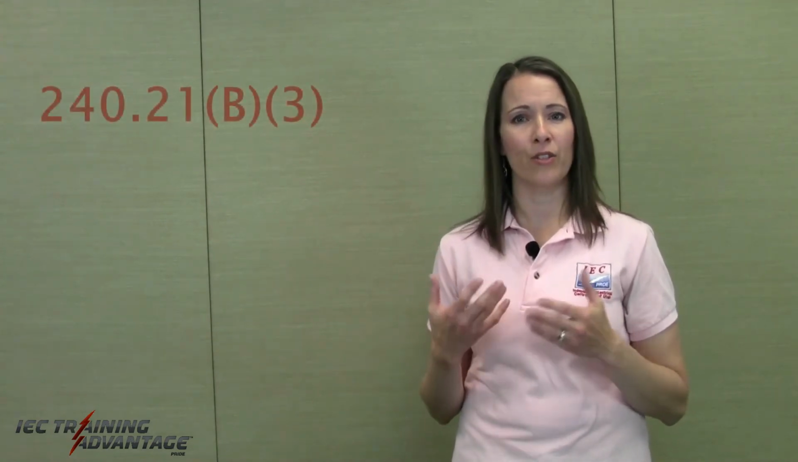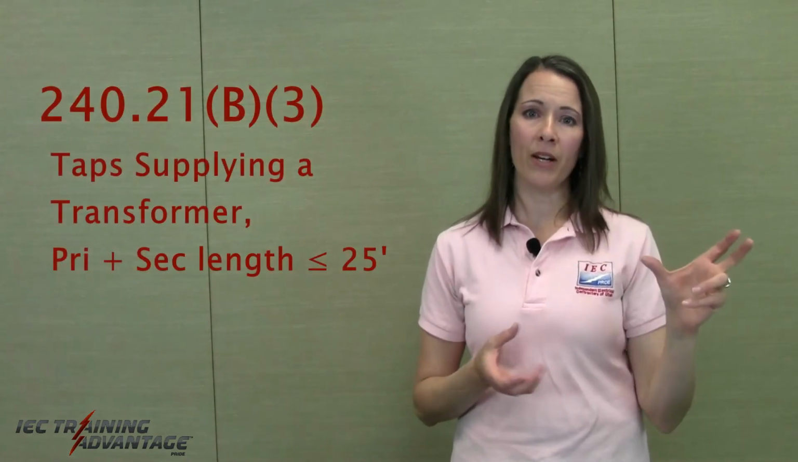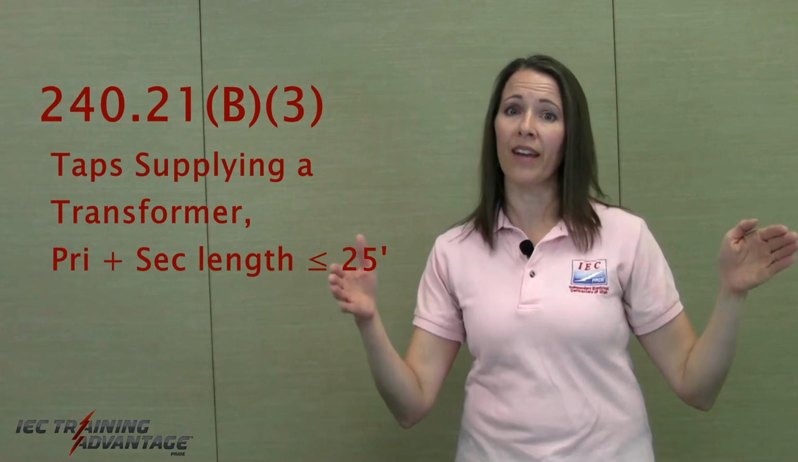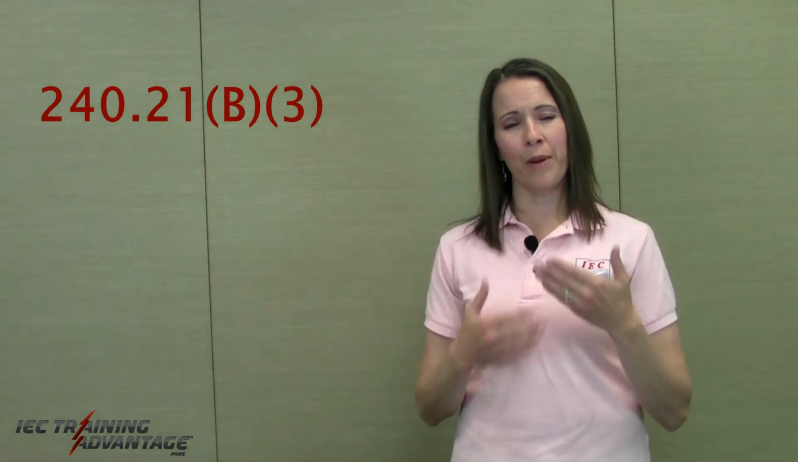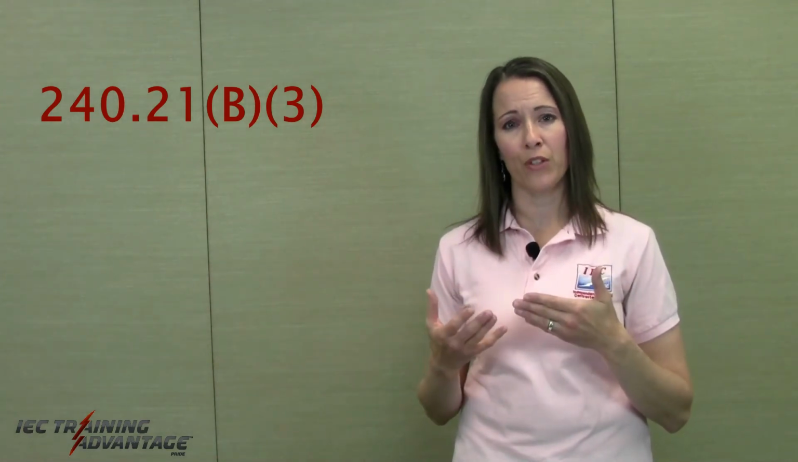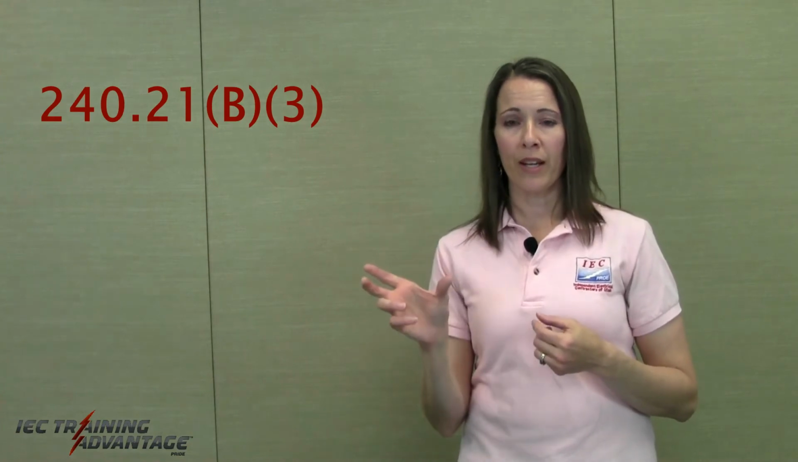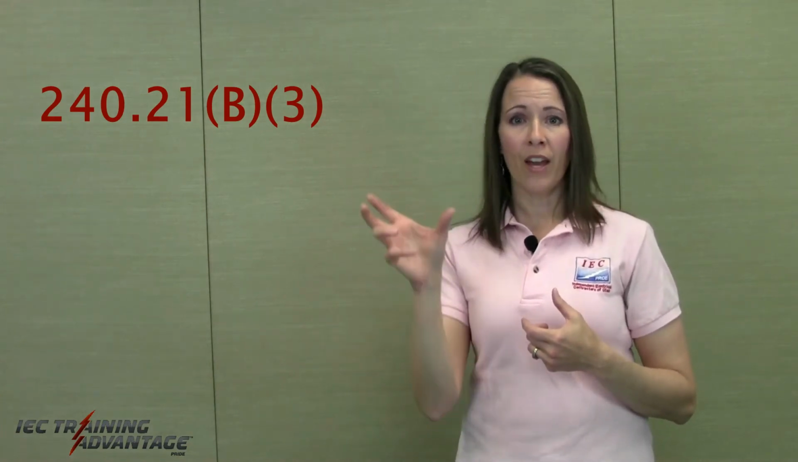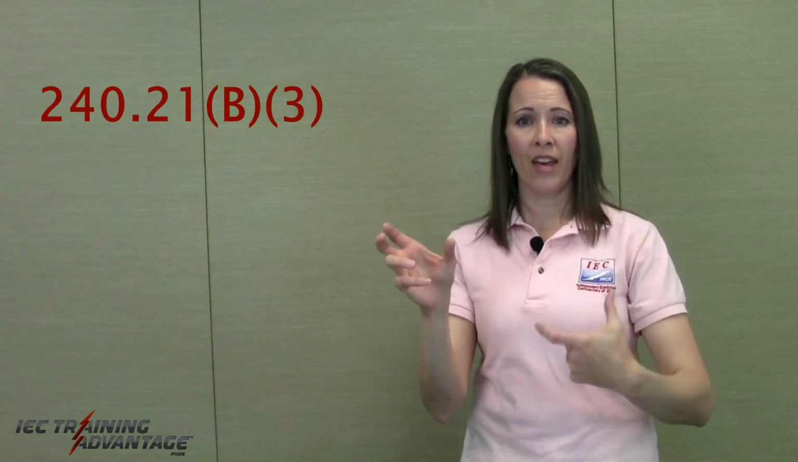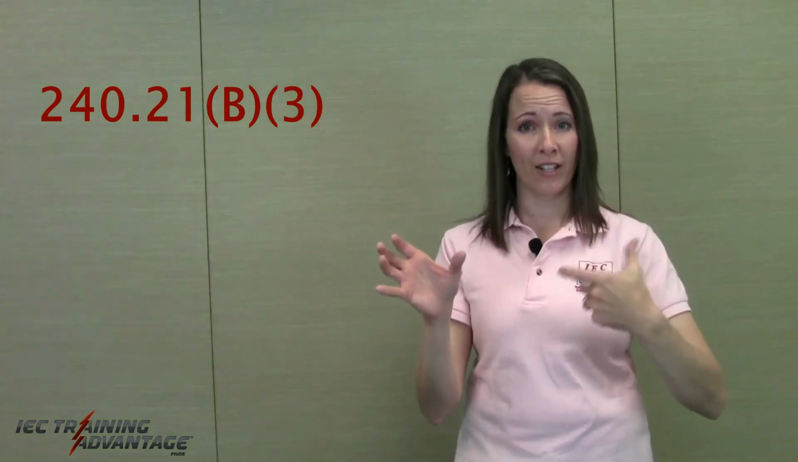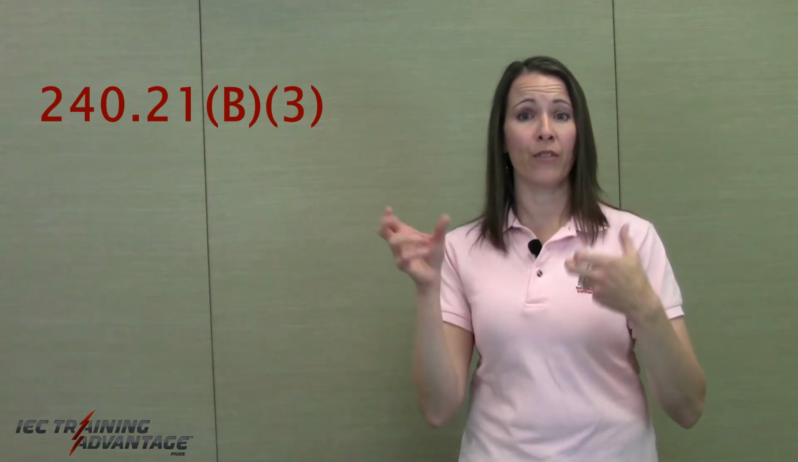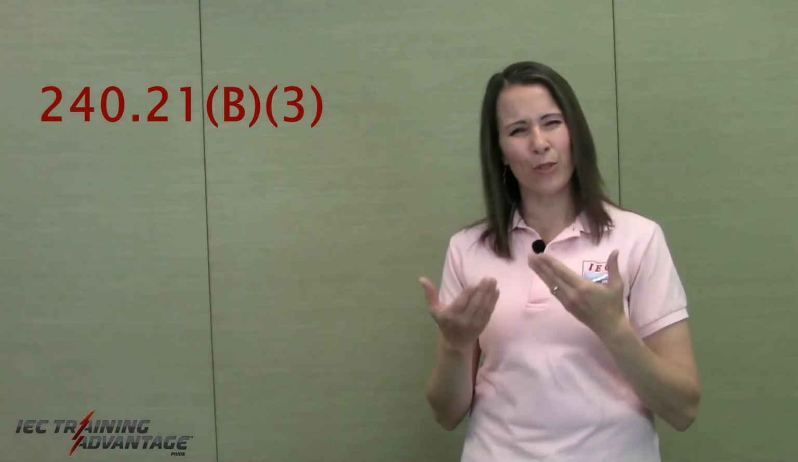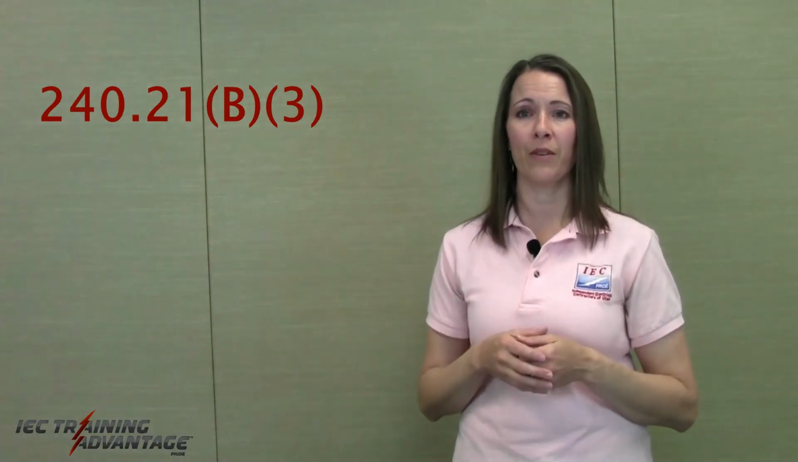So, 240.21(B)(3). This is for taps supplying a transformer, where the primary conductors and the secondary conductors combined are not greater than 25 feet. We have to remember a little bit of transformer theory when we think about this rule, because the primary conductors, if the voltage is high, are going to be carrying less current than the secondary conductors if the secondary voltage is low. So those conductors have to be sized appropriately for the current that they're going to carry. And that makes these rules a little bit funky. We'll see what I mean.